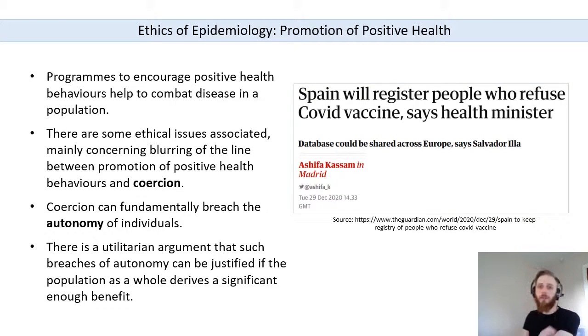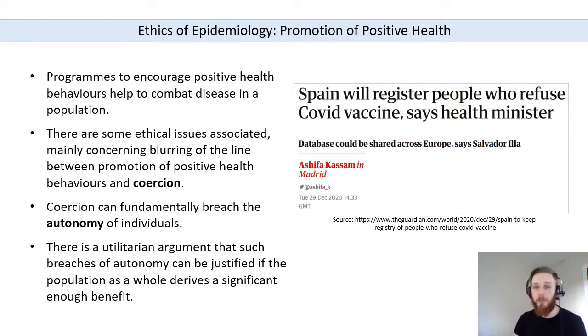What we have on the right here is a news story that you might have seen on the news. That came out recently from Spain, and it's the idea that individuals who are not willing to be vaccinated against SARS coronavirus 2 will be placed on a register, so their names will be listed.